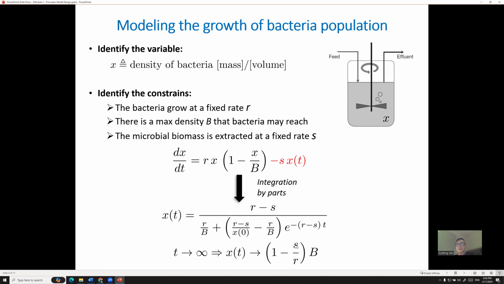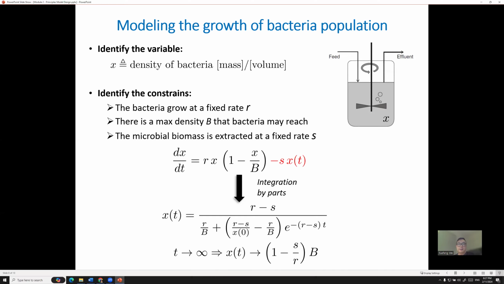You can see this is the value because S is smaller than R. So this is actually a value that is smaller than b. It's not b anymore. So this new saturation value depends on the balance between the rate R, which is the production rate of the bacteria, and the rate S, which is the removal rate of bacteria from the chamber. So the asymptotic value of saturation is reported here.